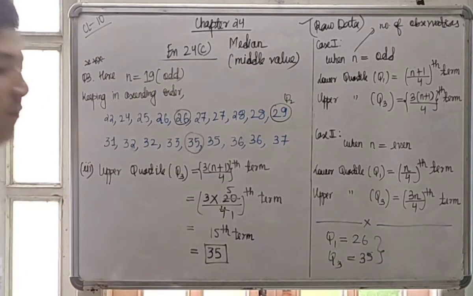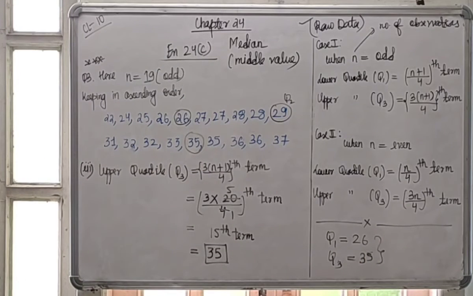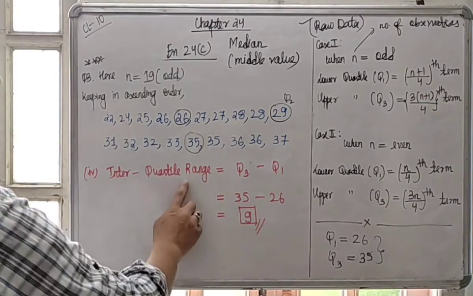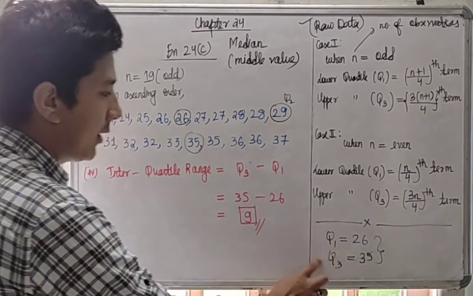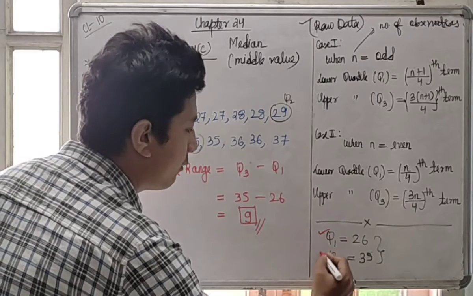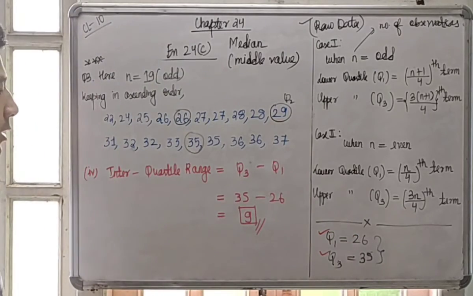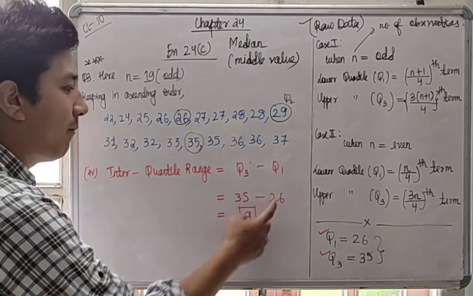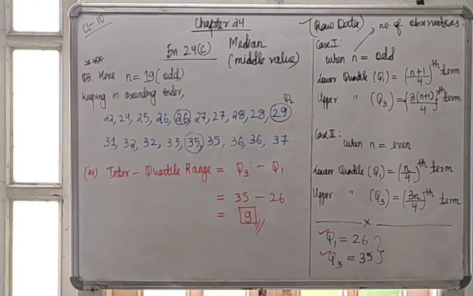So yes, we got the values of Q1 and Q3. This is your answer number 3. And the last one, number 4, is the interquartile range. The moment I got the lower quartile and upper quartile, the interquartile range is very, very easy, because interquartile range means the difference of Q3 and Q1. So 35 minus 26, which is 9. So this is your interquartile range.